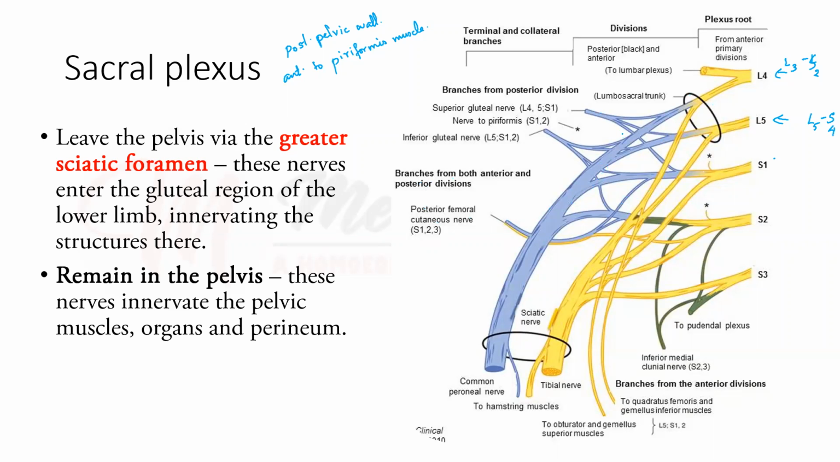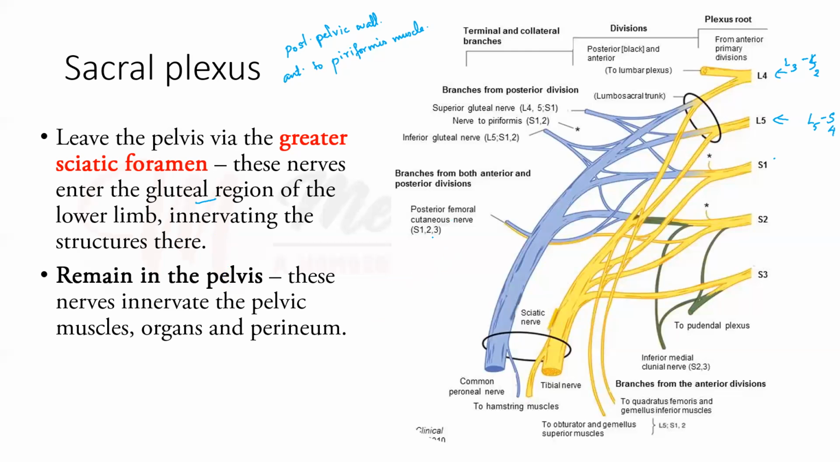Now this sacral plexus has nerves which remain in the pelvis and also the ones which leave the pelvis via the greater sciatic foramen. The ones that leave the greater sciatic foramen enter the gluteal region of the lower limb and innervate the structures there and below. The ones that remain in the pelvis innervate the pelvic muscles, organs, and the perineum.